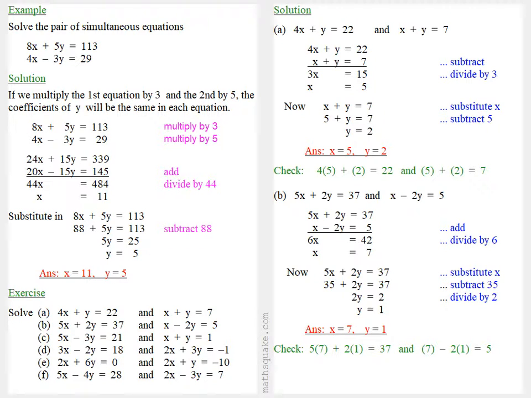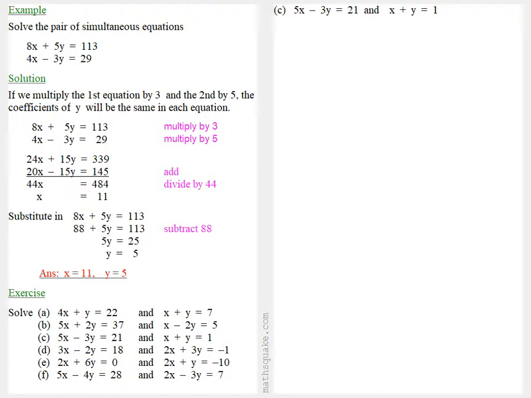for the second equation. In question C, we have 5x minus 3y equals 21, and x plus y is equal to 1.